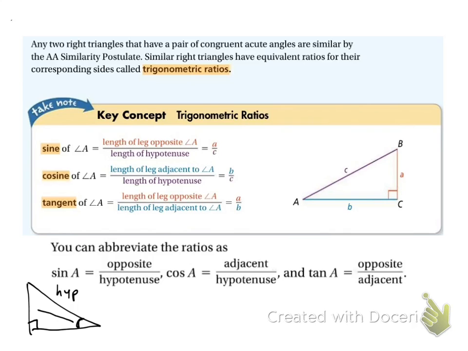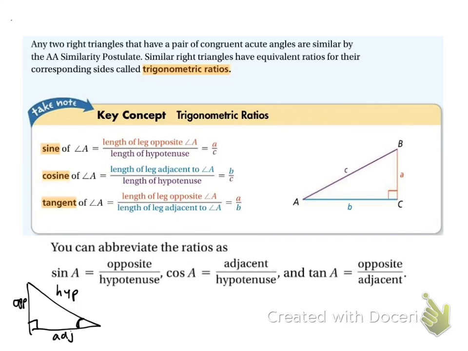Opposite is the side that's across from your angle. So this one's opposite. And adjacent is another word for next to. So this is the side that's next to my angle. So this is the adjacent side. This is pronounced sine. This one is cosine. And this one is tangent.